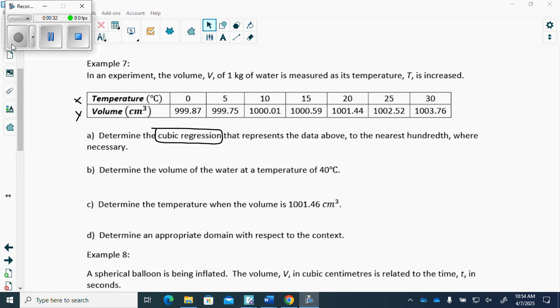We don't delete them, we clear them. So put the data back in. I know you may have done this already a few times, don't really care. Put the data back in again. And we're calculating a cubic regression. What happens if your lists aren't the same length? It'll get mad at you.